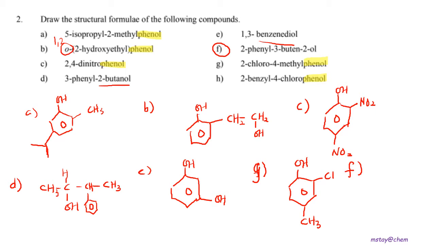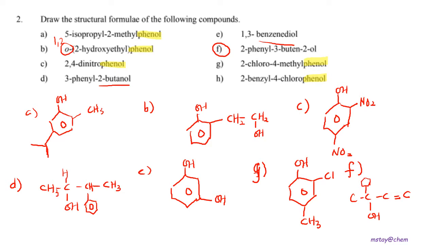2-phenyl-3-butane-2-ol. Butane again, 4 carbon. 2-ol means that the hydroxyl is at the second carbon, double bond at the third carbon, and then 2-phenyl. So phenyl is the one with a benzene ring.